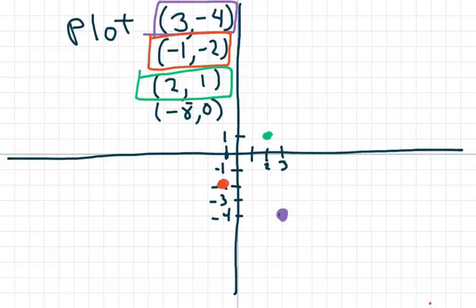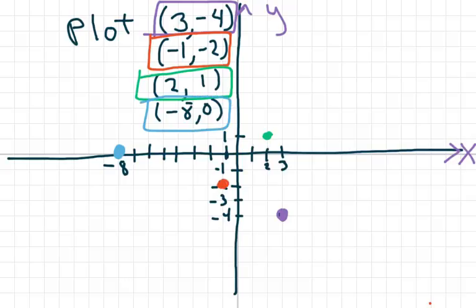And now we're going to plot -8, 0. So we go on the X first. So you go -8. So that's -1, -2, -3, -4, -5, -6, -7, -8. And then it's 0, so we can't go up or down. So we're just going to plot that as right on the axis. So that's on the x-axis. This is the X. This is your Y. And this was in blue.